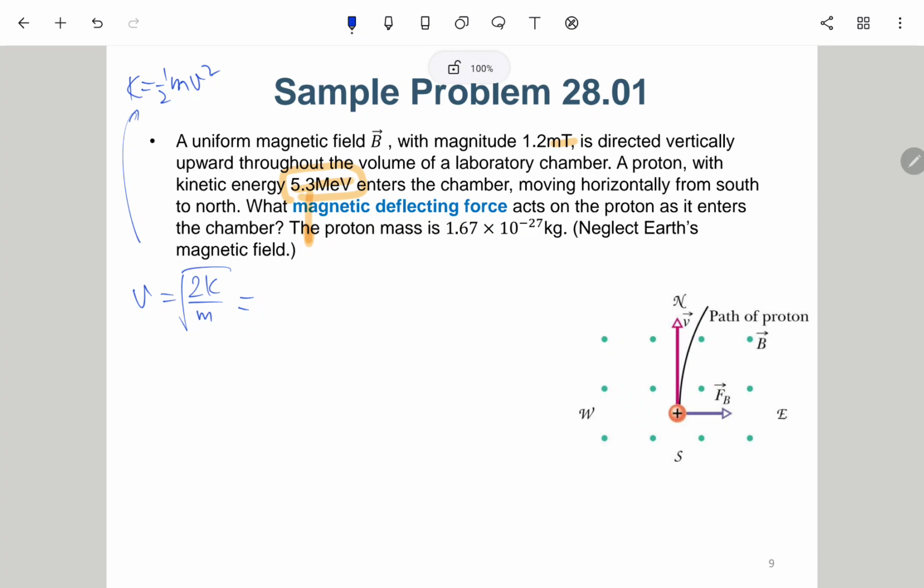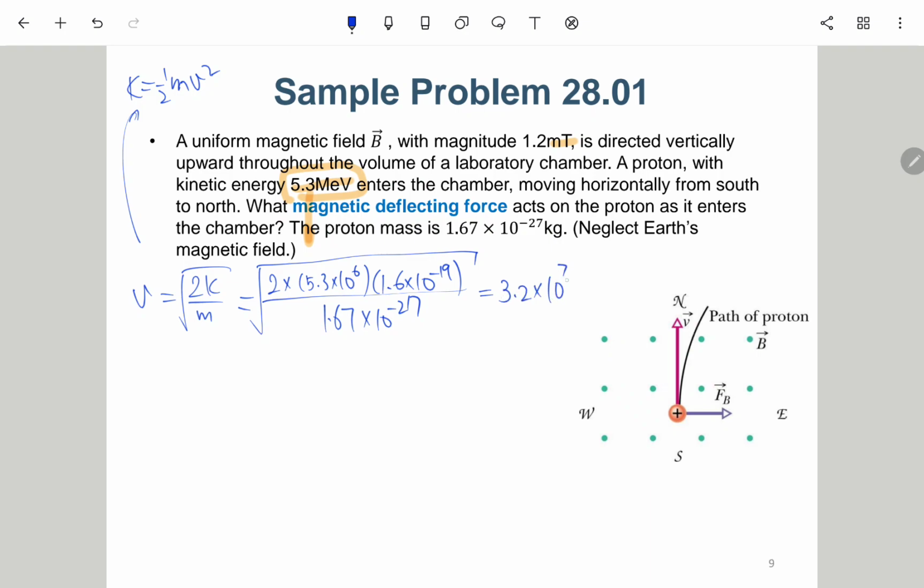Okay, so actually we can just plug in the numbers. 2 times K is 2 times 5.3 times 10 to the 6th power. But we need to convert it back to joules, so that it is in SI units. So we multiply it by 1.6 times 10 to the minus 19, and then divide by 1.67 times 10 to the negative 27. Then we take the square root of the whole term. So it becomes 3.2 times 10 to the 7 meters per second.